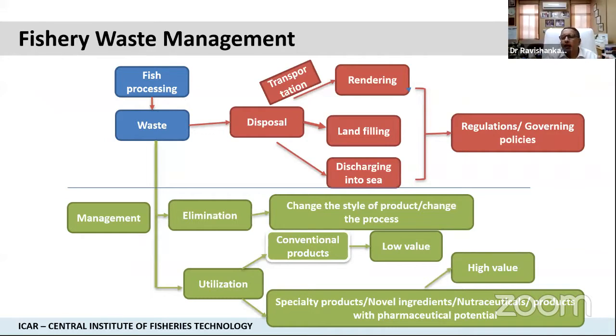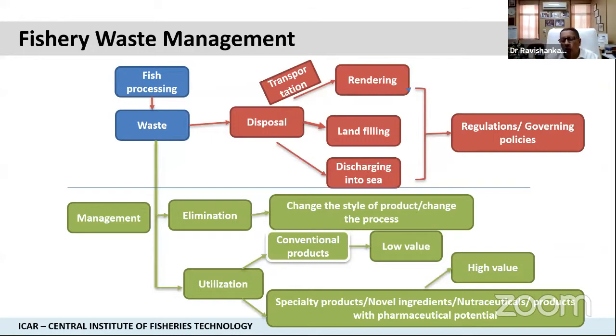Right now it is becoming a menace. It is simply being discharged somewhere, going for landfilling, or discharged into the sea. Whatever has value is otherwise going for manure. Such a high value product, we are simply downgrading and putting as manure, which has to change. So when we talk of waste management, first of all we have to reduce it, or whatever comes has to be utilized. I know my colleagues at the Veraval Center have done a lot of work. They have tried to analyze what is rich in the head, what is rich in the scale, what is rich in the skin.